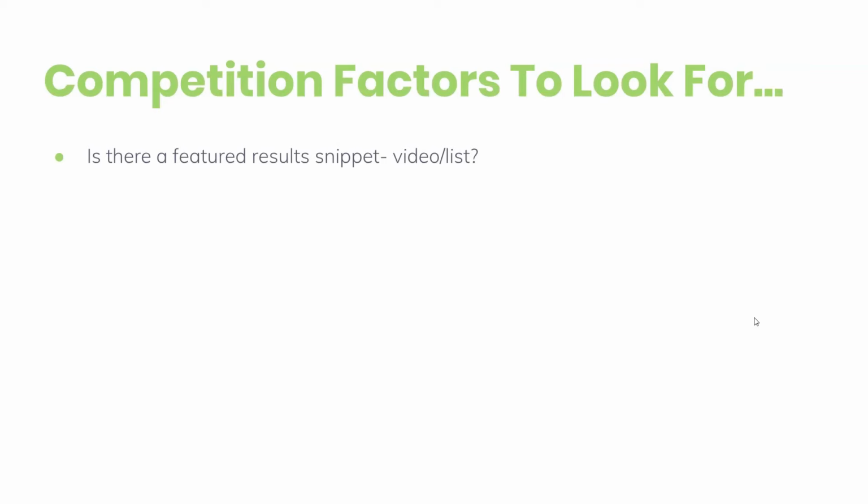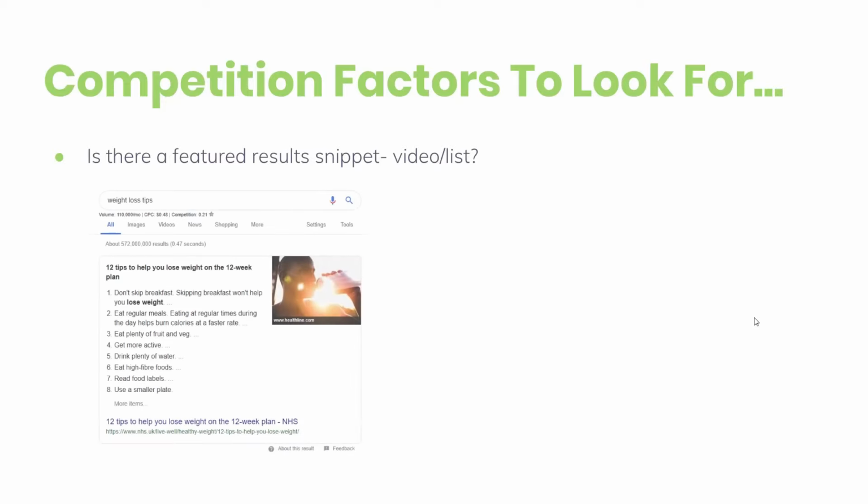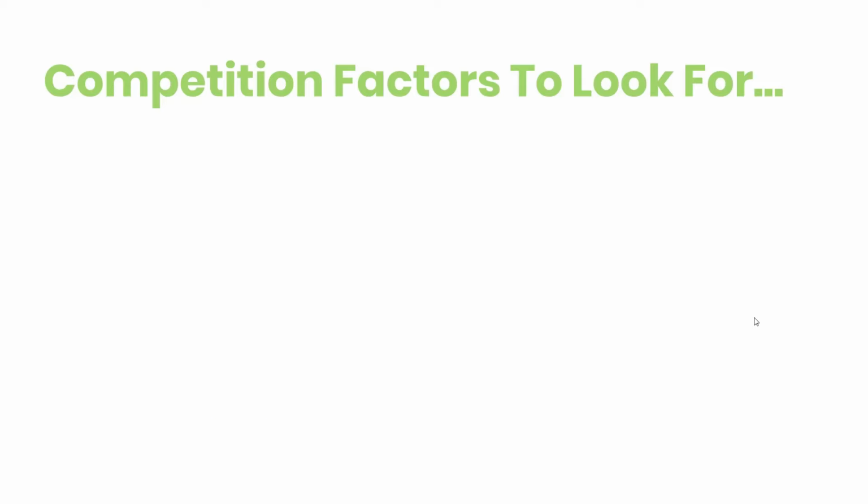Okay, so with that in mind, is there a featured result snippet or video or list at the top? You get ones like these here, for example, where there's a featured result, usually with a list of solutions to the query you're googling. If there's one of those and adverts, then you might want to not go for that keyword, because obviously you're going to lose most of the clicks to that advert and to that main featured image.